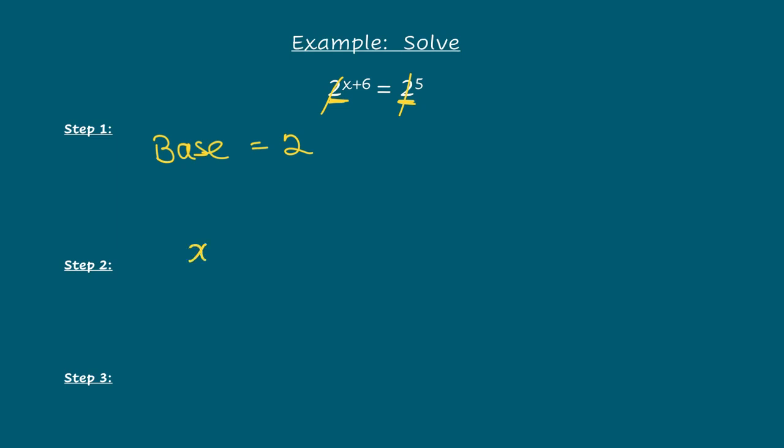So I'm going to set x plus 6 equal to 5. And I'm going to solve for x. X equals 5 minus 6. X equals negative 1. So my solution set here is negative 1. And that is how you would solve when you have the same base.